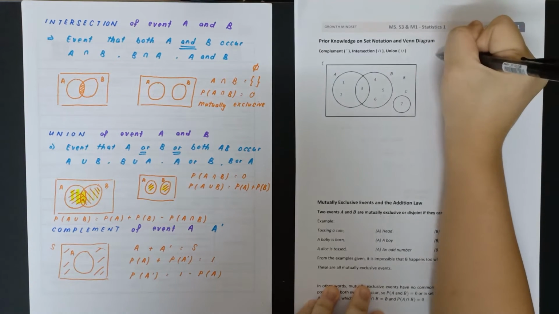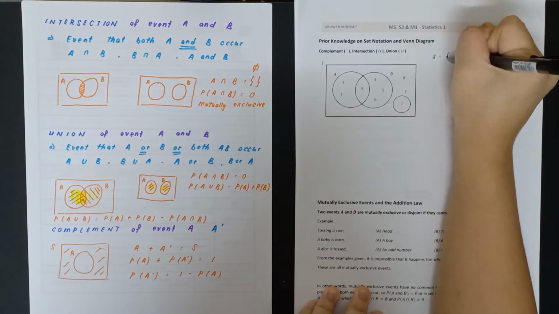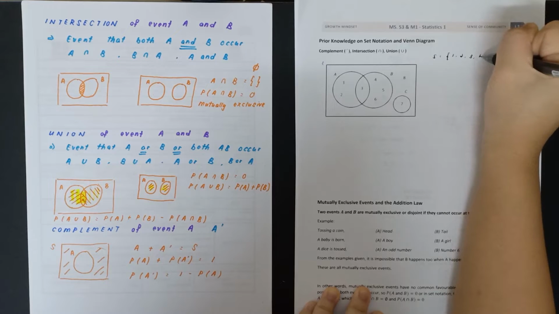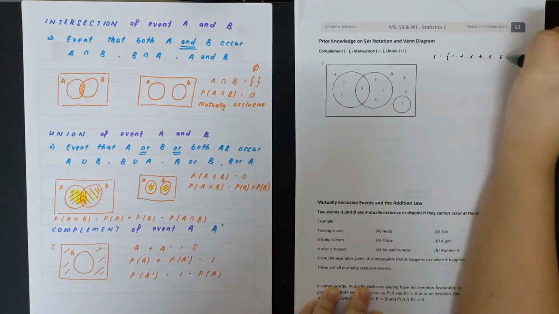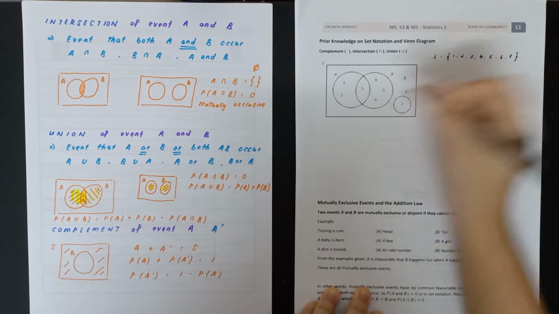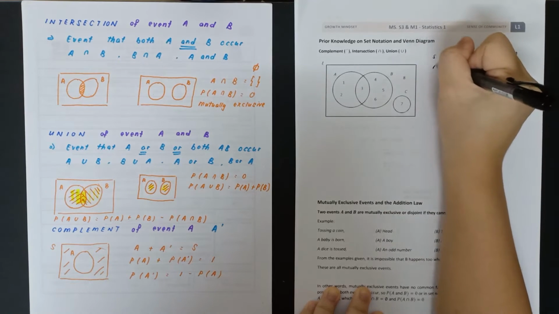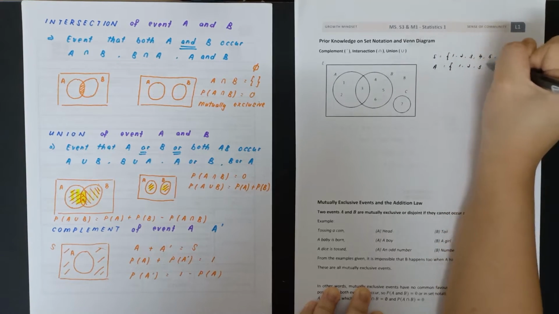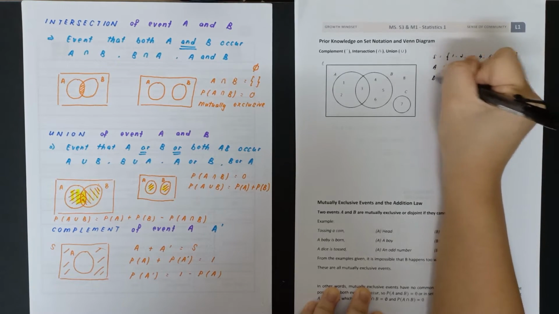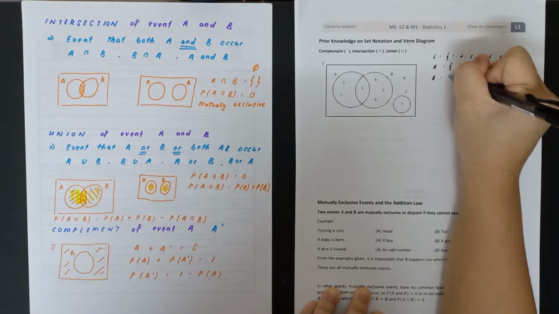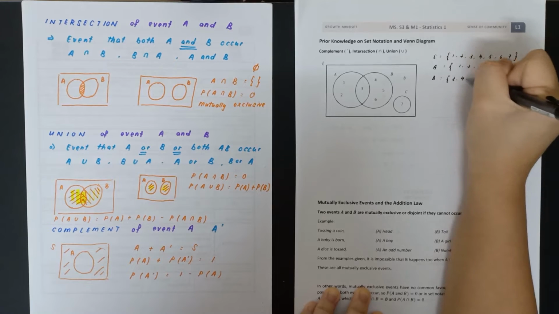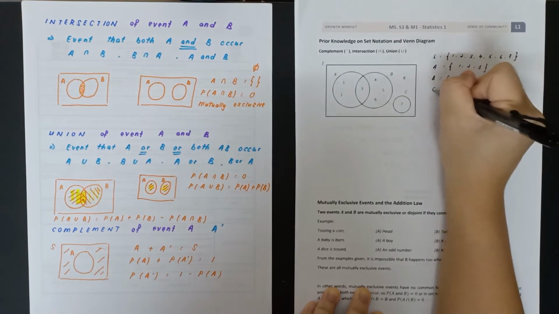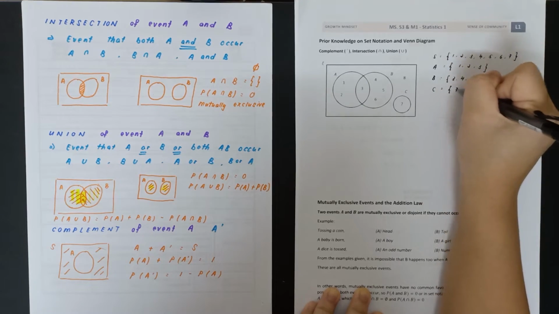My sample space, like the whole thing, I have 1, 2, 3, 4, 5, 6, 7. After that, what is the event A? In the event A, I have 1, 2, 3. For event B, what do I have? I have 3, 4, 5, and 6. Then for event C, I have actually 7.